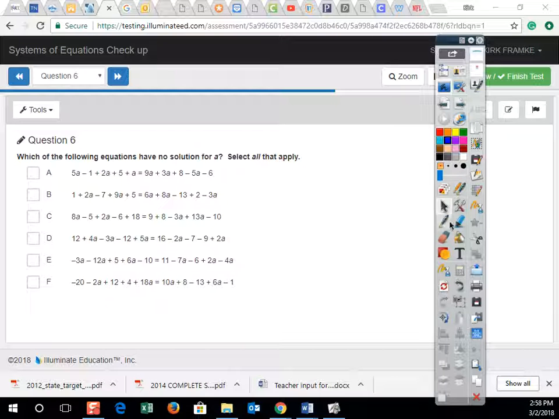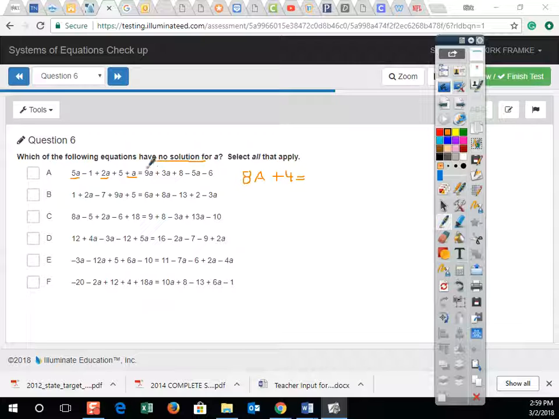Okay, so I'm going to do number 6. So essentially, when we're looking for no solution, we're looking for the same slope but different y-intercepts. So for part A, we have 5a plus 2a plus a. So 5 plus 2 plus 1 is 8, so we have 8a. Then for our y-intercept, we have -1 and 5, so that's 7. Sorry, that's 4. It's plus 4.